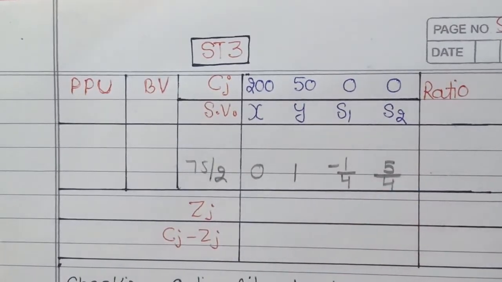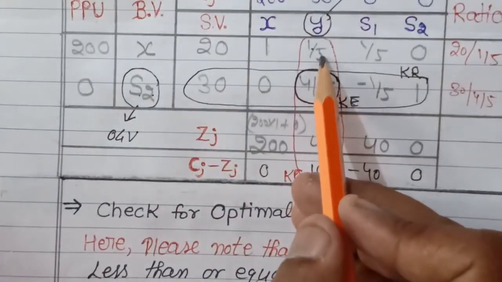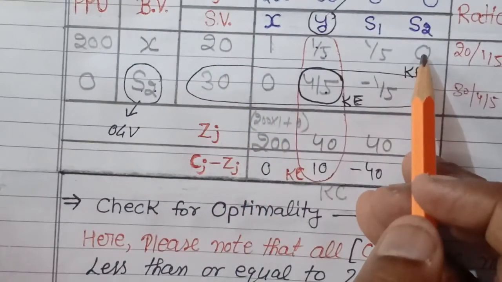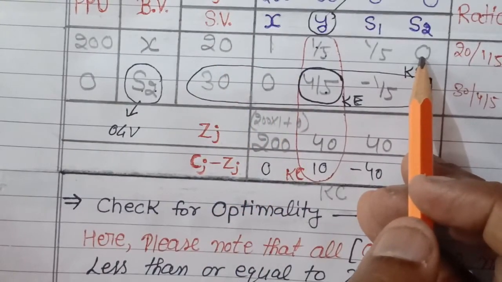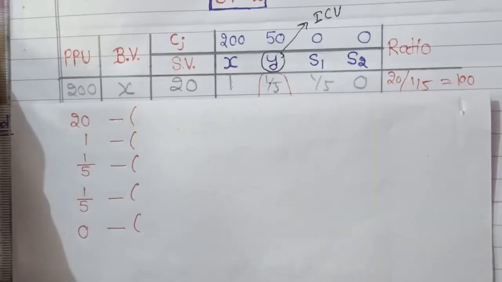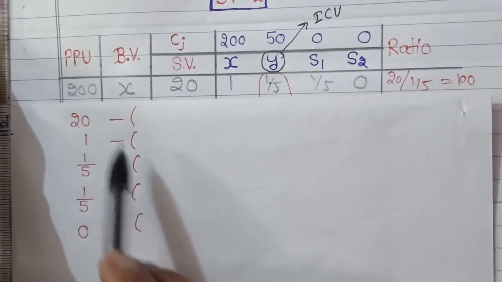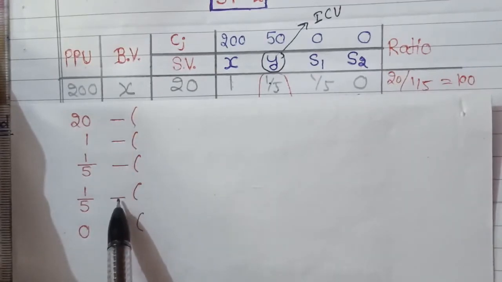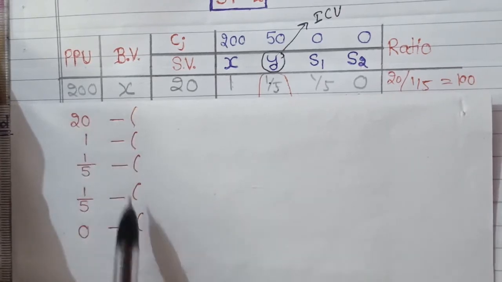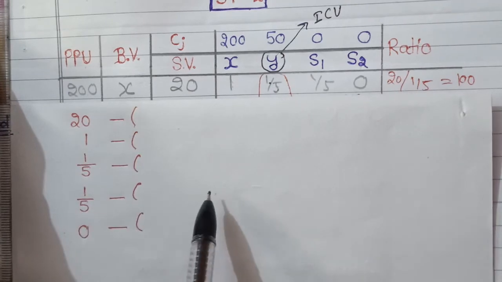Now we have to convert this element to 0. For that purpose we have to write this entire row in the form of a column. So let us write it in the form of a column. Here you will see that we have written these values in the form of a column. Then we put the minus sign in front of all these values and the bracket in front of all these values, as we have done for simplex table 1. Follow the same procedure here also.